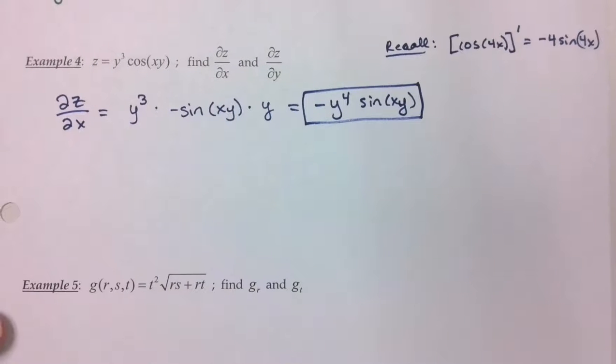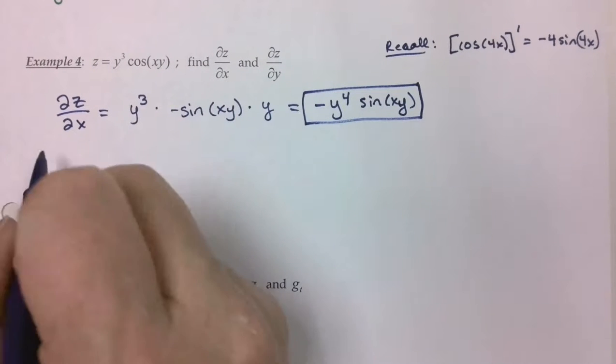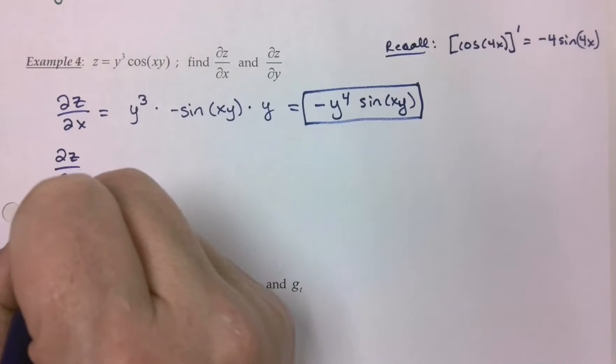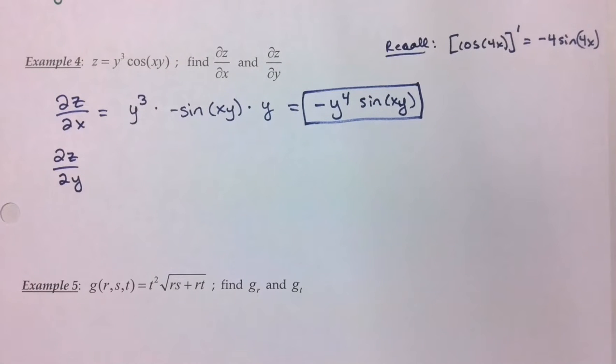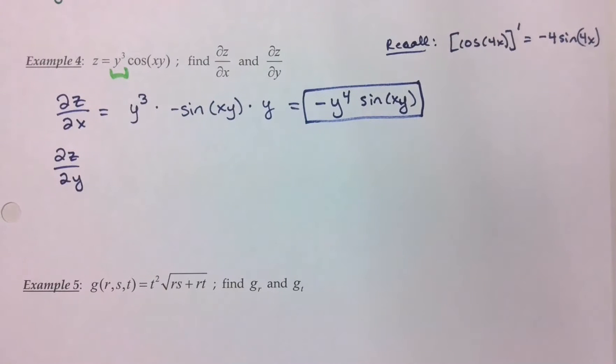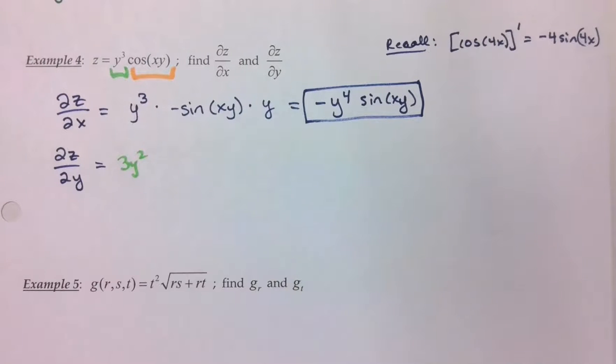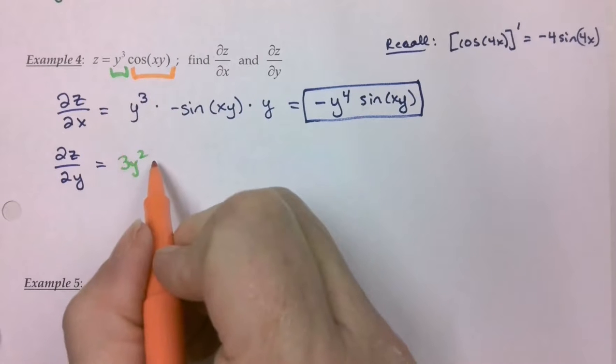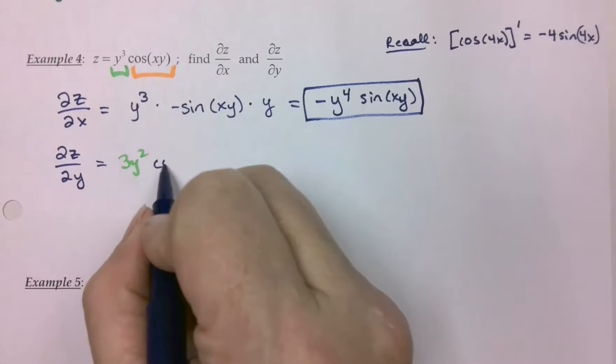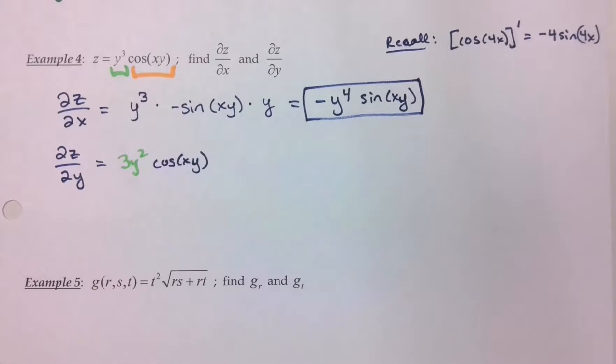All right, now the other one's going to be more difficult because we're going to have to use product rule. Because there's one function, y cubed, times another function, cosine of xy. Okay, so let's start with the y cubed. The derivative of y cubed is 3y squared. So I'll put 3y squared there. And then leave the cosine of xy alone. So I'm just going to write it, cosine of xy here, because I'm not doing anything to it.